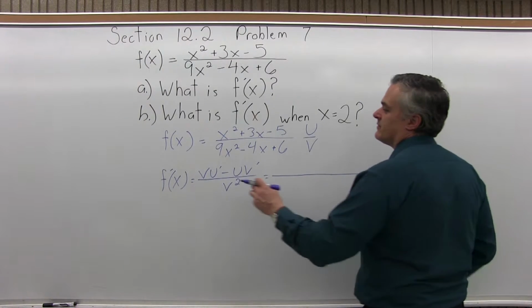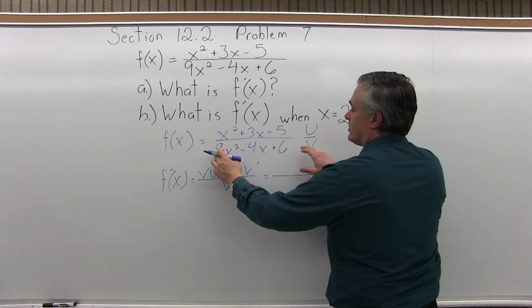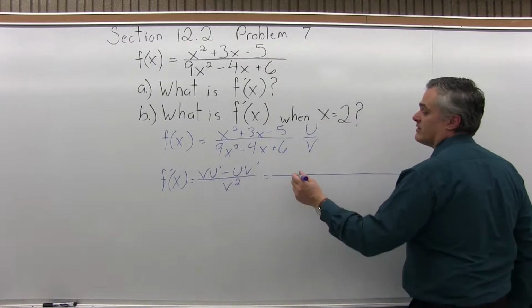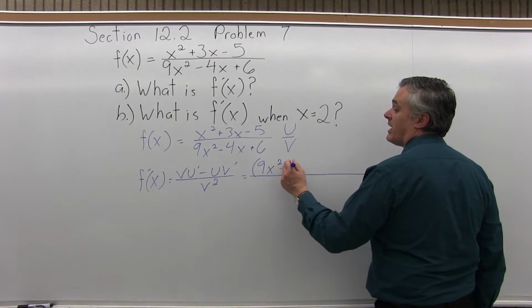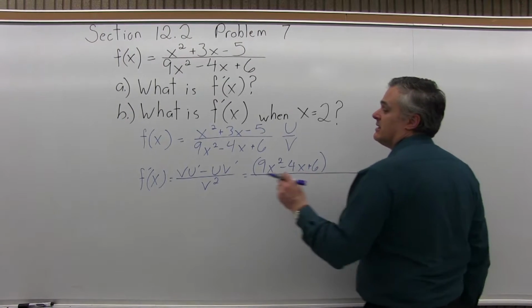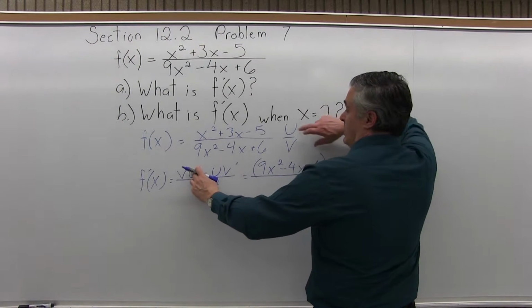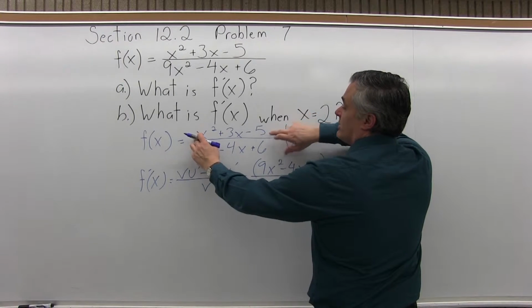So let's fill this in. We start with v as the first part of our quotient rule, just the denominator with no prime, no derivative. So v is 9x squared minus 4x plus 6. Then times u prime. So u is the numerator of our function, and u prime would be the derivative of the numerator.